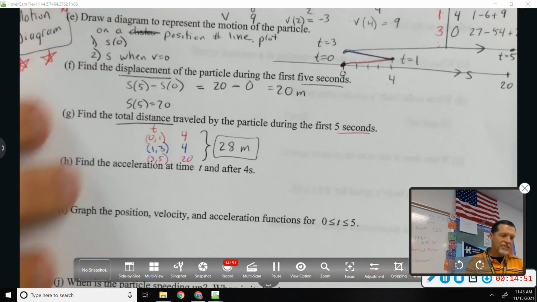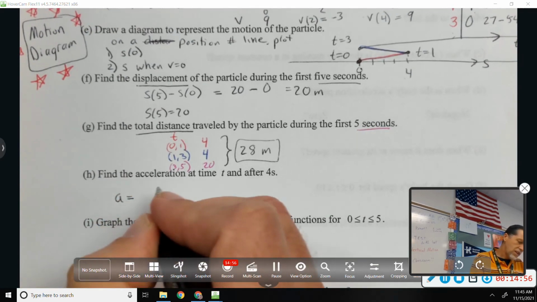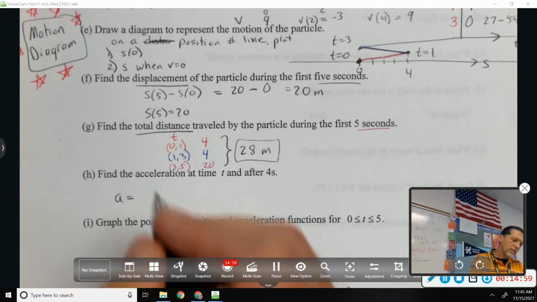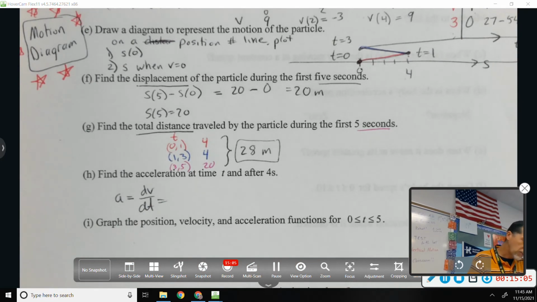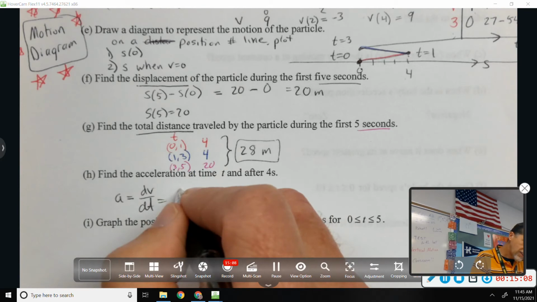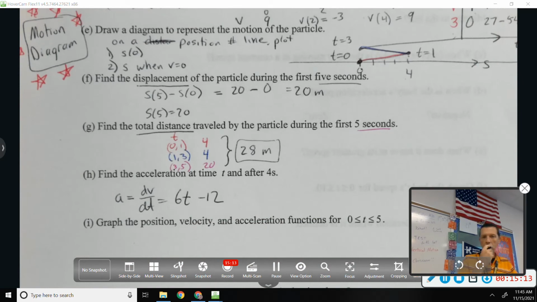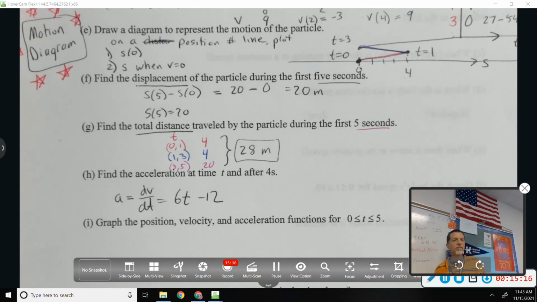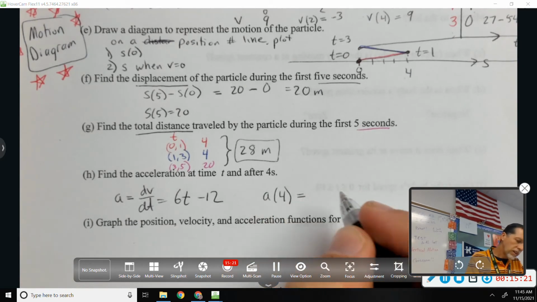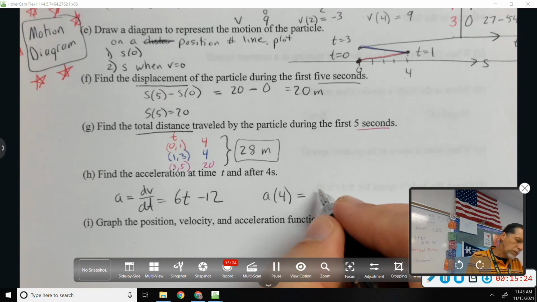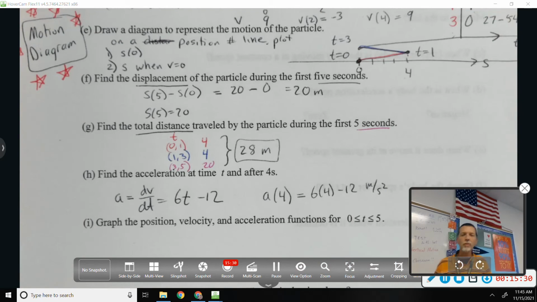Alright, so that kind of stuff was a little bit new. Acceleration, that's old news, because how do we find acceleration? dv/dt. So go grab velocity wherever it was, way back up the page. Take its derivative and get 6t minus 12. That would be the acceleration at time t. The acceleration at time 4 would be 24 minus 12.